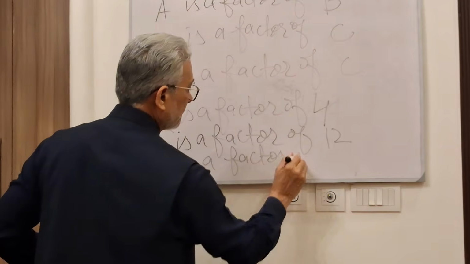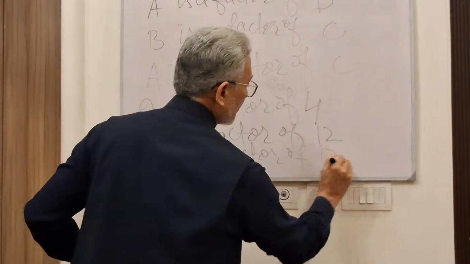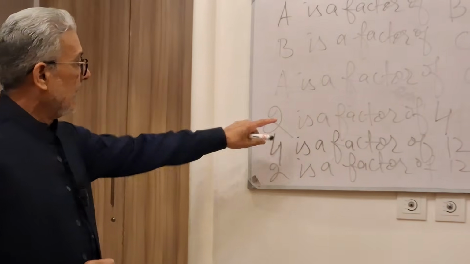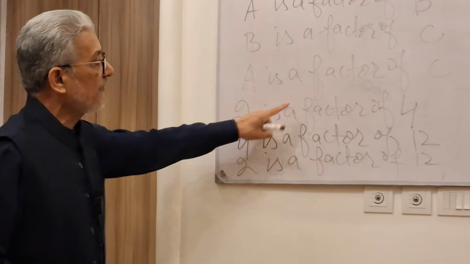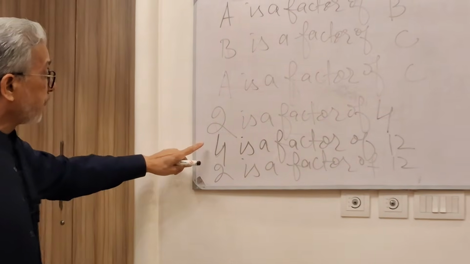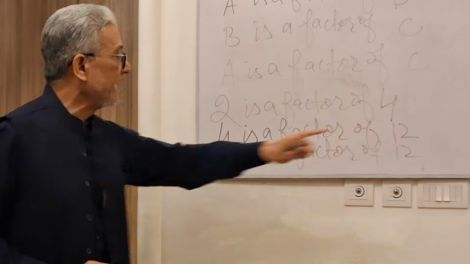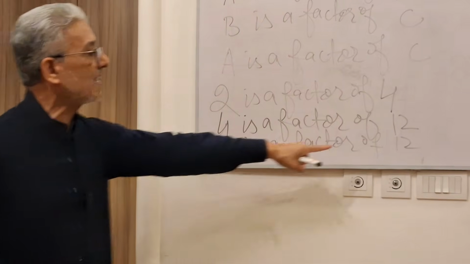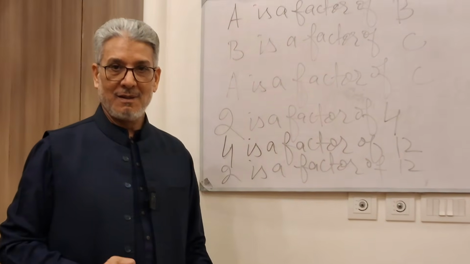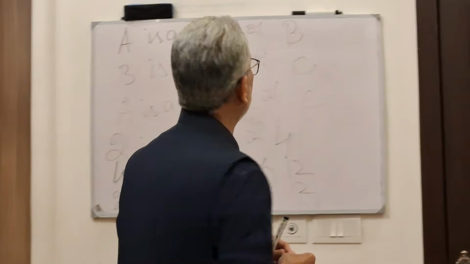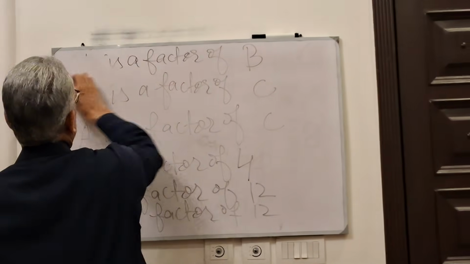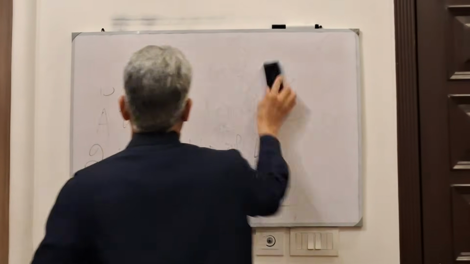This is also a rule. When 2 is a factor of 4 and 4 is a factor of 12, it means 2 is a factor of 12 also. So must remember this rule. Let's go ahead.